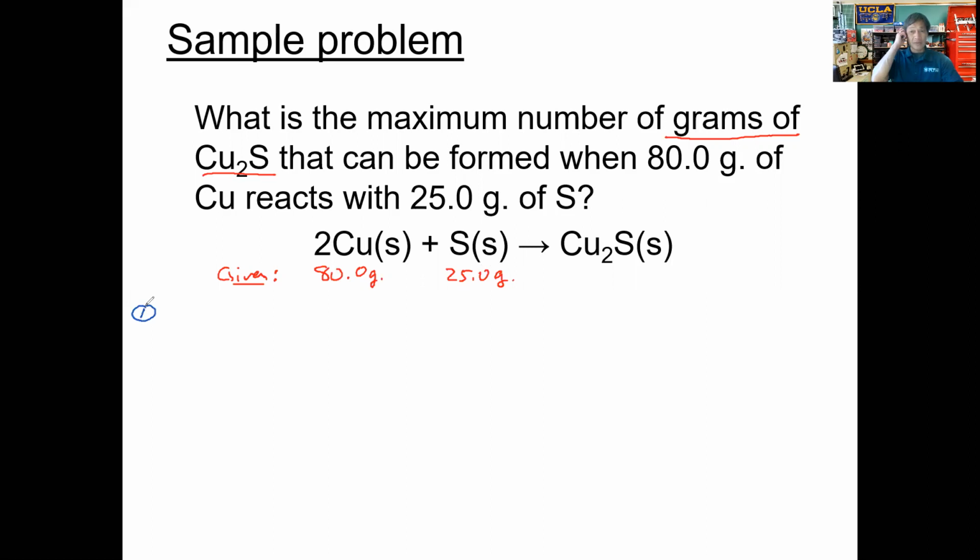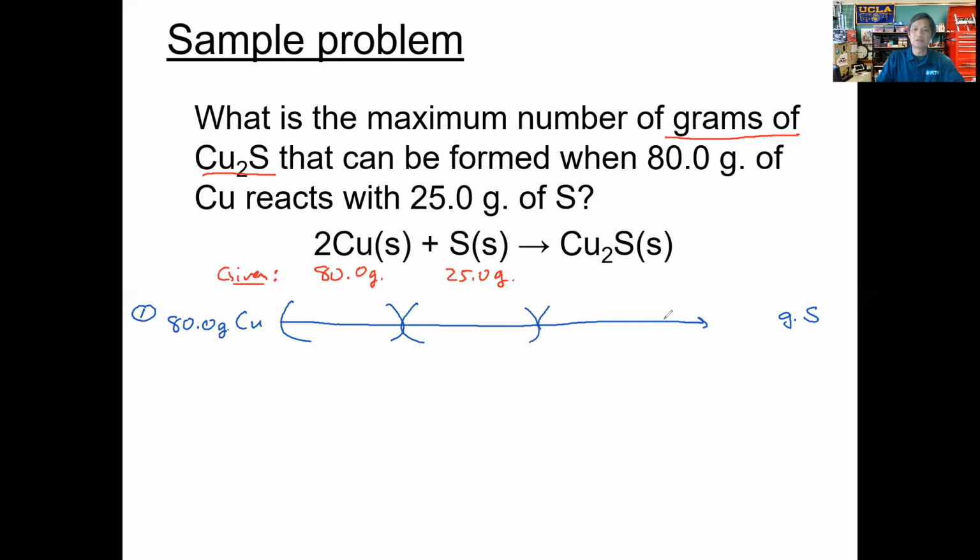I'm not going to do both of the limiting reagent calculations. I'm just going to choose one of them, and I'm going to arbitrarily choose copper here. So we start with 80 grams of copper. For this first calculation, we want to find out how many grams of sulfur is needed. This is our limiting reagent calculation, and we need 3 conversion factors. Let's plug that in.